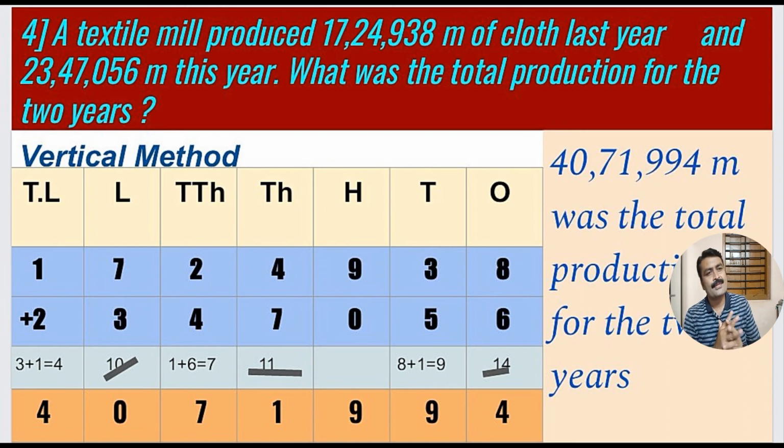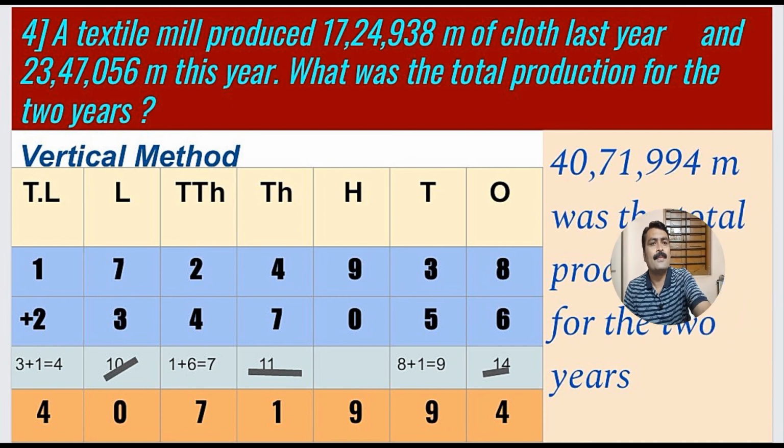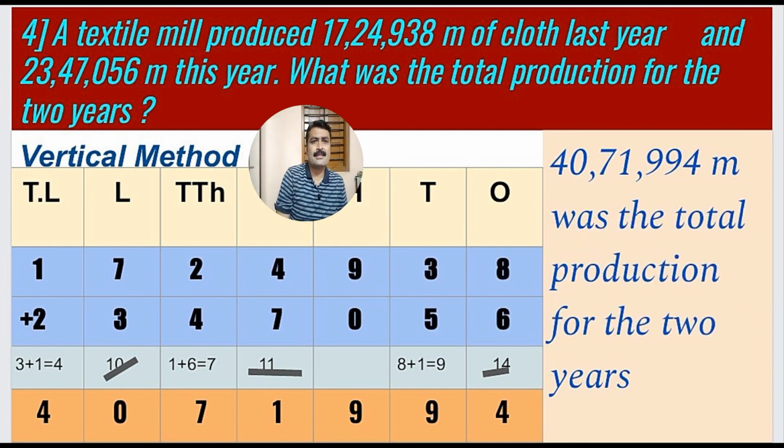So after completion of addition we got answer as 40,71,994. So this is the production of total cloth in 2 years in that textile mill. So we had to try to complete the full sentence answer for this word problem here. So here look at the last question given into the main example. What was the total production of 2 years? So in that question we remove the word what, and instead of that we kept our answer.